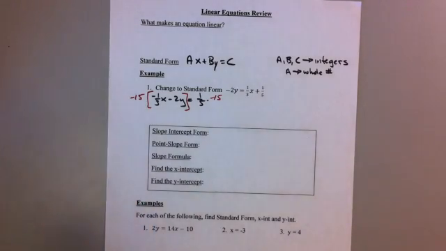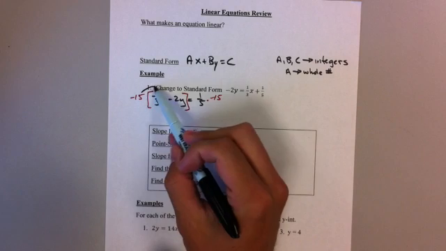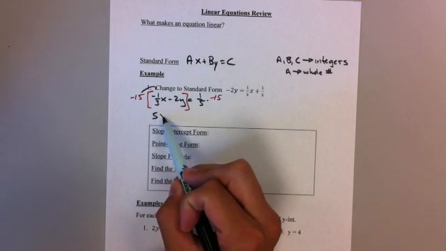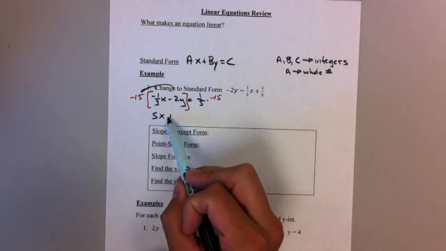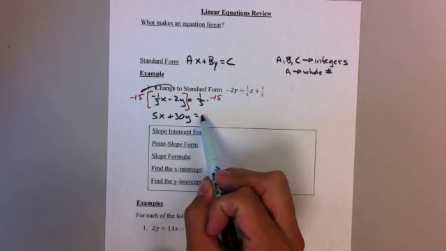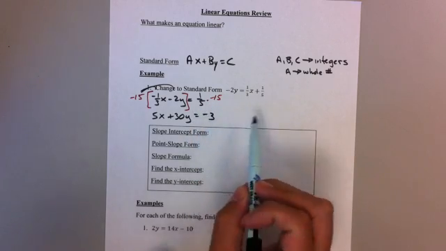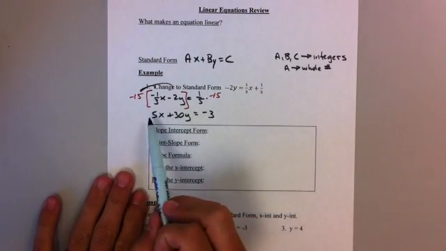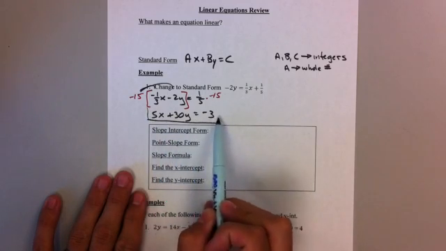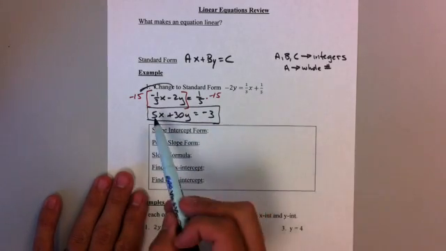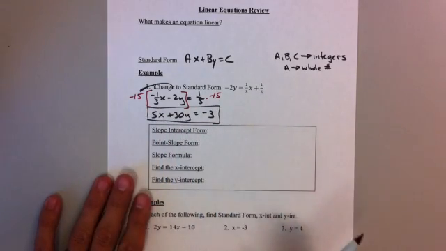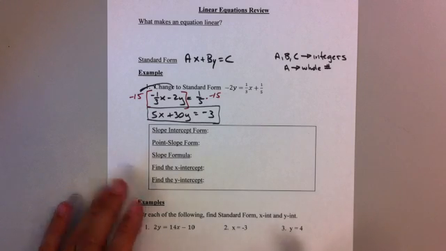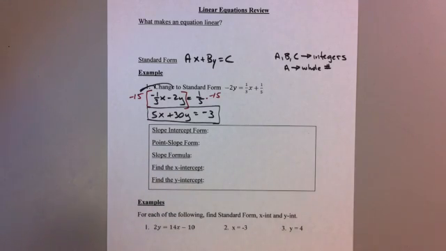So when I do that, and I distribute, I get 5x plus 30y equals, here I get negative 3. Okay, so there you go. Everything is lined up where A, B, and C are integers, and A is actually a whole number, so it's positive. Okay, so that's how you change things to standard form.